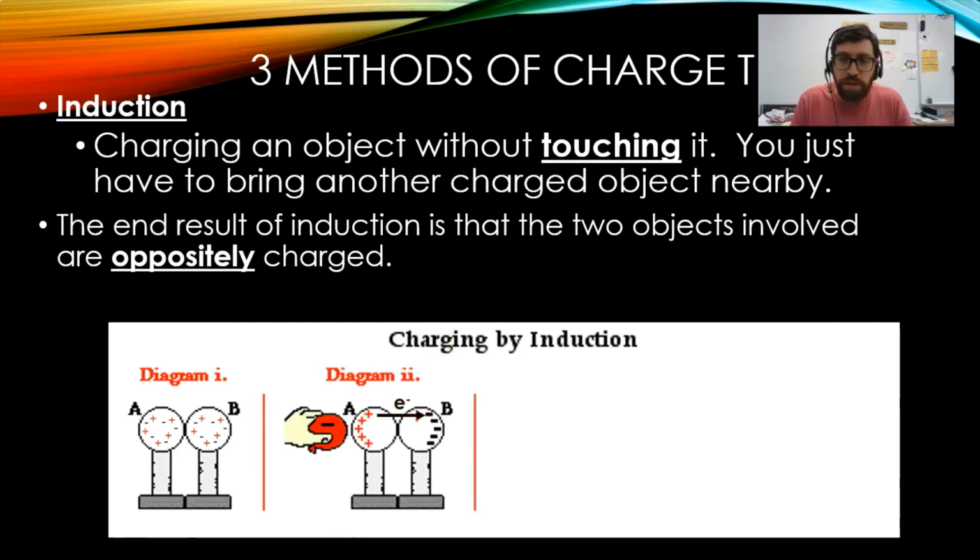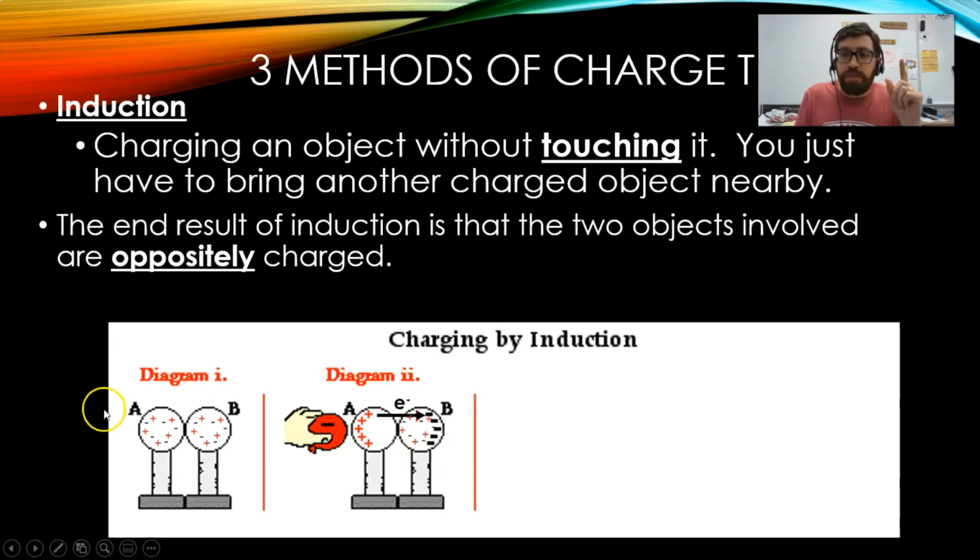In the second picture, what we're going to do is simply bring a negative charge close to, but not touching. We don't want it to touch because I don't want electrons to jump from this one into these objects. But what this is going to do is force electrons to move away from the negative charge, because like charges repel.